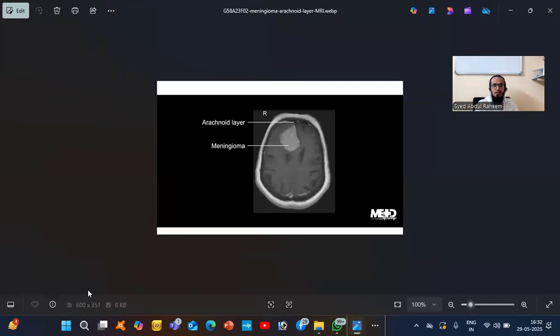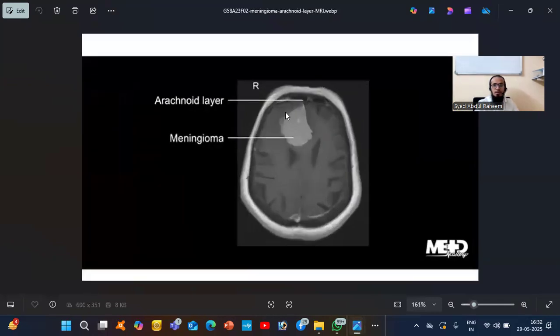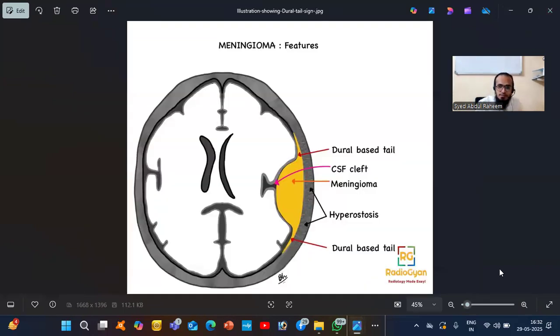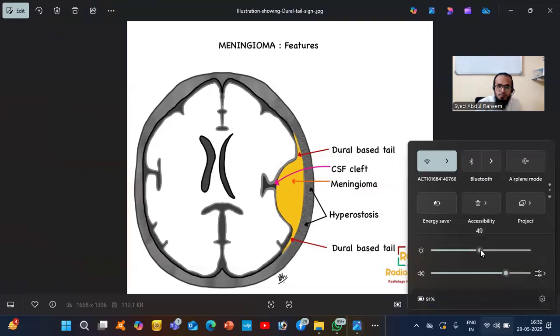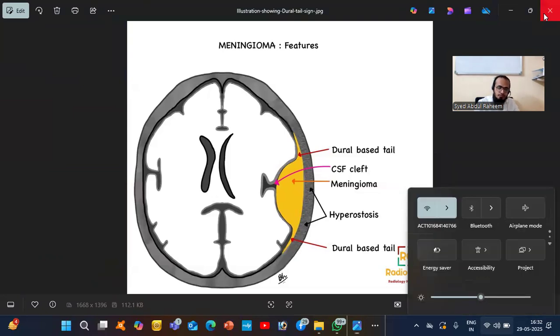You can see this is the meningioma, arachnoid layer. This is the meningioma, the most common tumor in the brain in adults. This is the thing we have to remember.